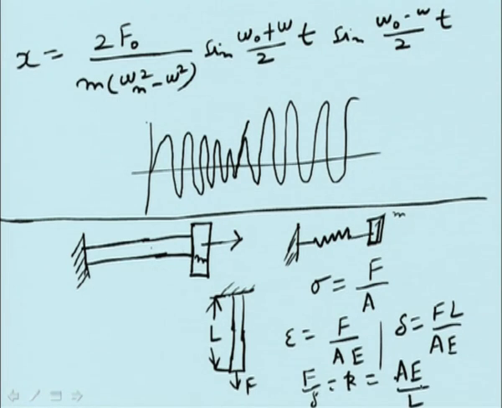So you see that in this case the spring constant can be written as AE by L, and you can solve this problem. The axial vibrations of this system will have more frequency if A is more.